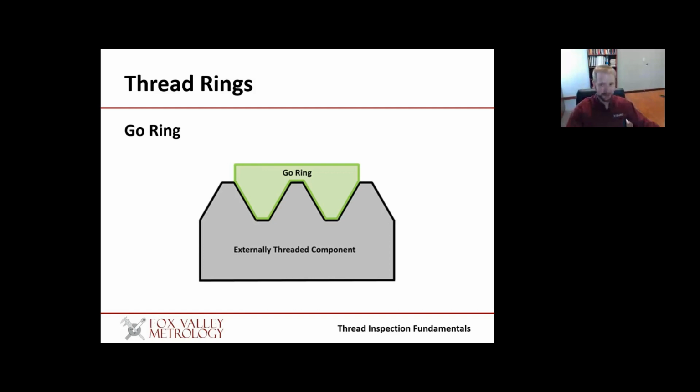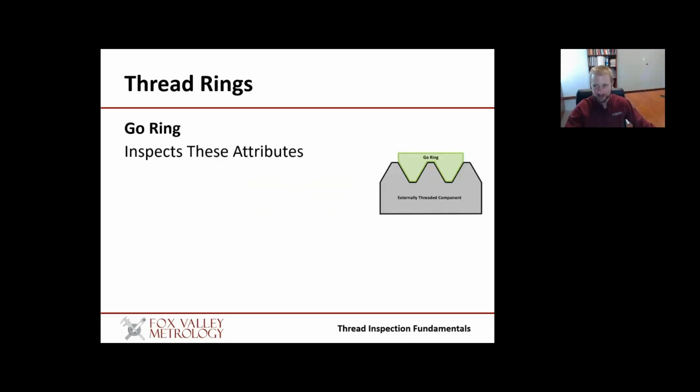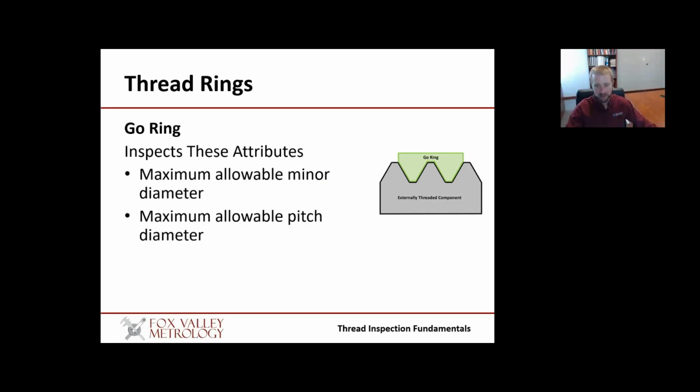All right, so let's talk about the design of the Go ring itself. This is actually machined to a minus tolerance, so it doesn't exceed the maximum material limit of the externally threaded component that it is inspecting. So it's designed to inspect the following attributes: the maximum allowable minor diameter, the maximum allowable pitch diameter, the flanks, and the lead.